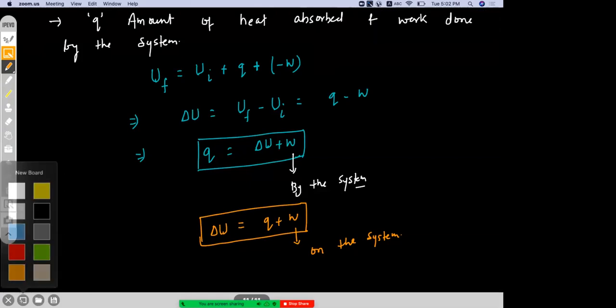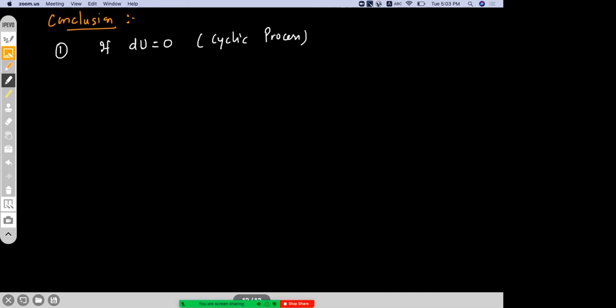Okay, now you see two, three things you can conclude from this. Conclusion. Suppose we have a process, any process, and in the process, the change in internal energy is zero. So we are assuming different conditions, and based on the condition, what is the result we have? That is what we are going to understand. For example, if we are taking a process in which delta U is zero, for example, a cyclic process. So we know in case of cyclic process, delta U is zero, right?